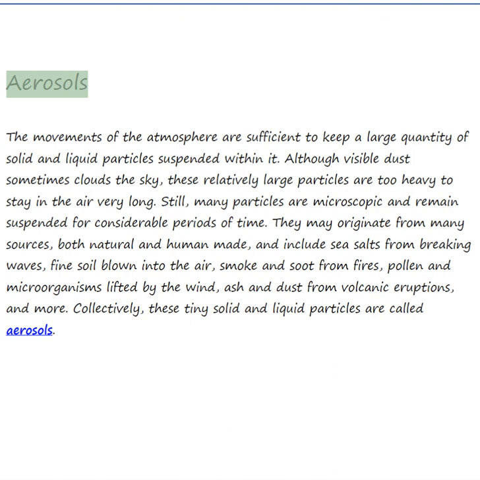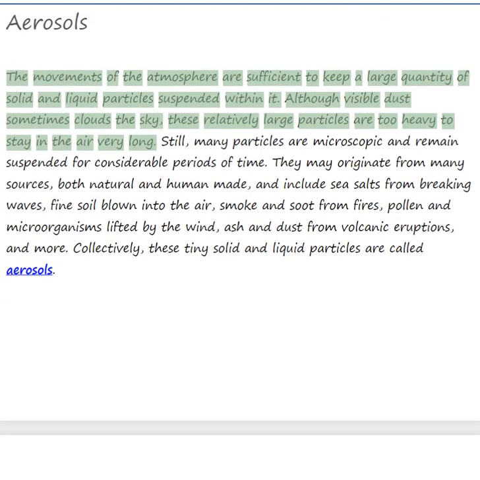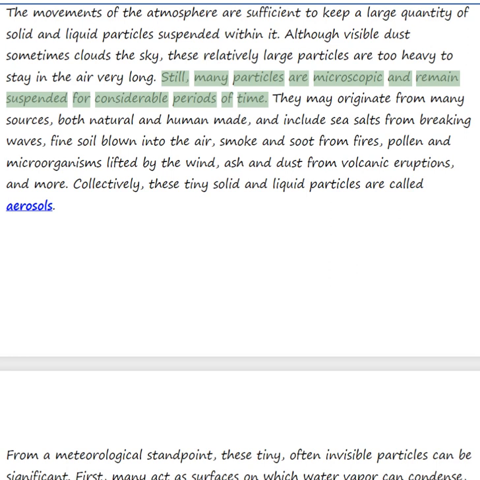Aerosols. The movements of the atmosphere are sufficient to keep a large quantity of solid and liquid particles suspended within it. Although visible dust sometimes clouds the sky, these relatively large particles are too heavy to stay in the air very long. Still, many particles are microscopic and remain suspended for considerable periods of time.